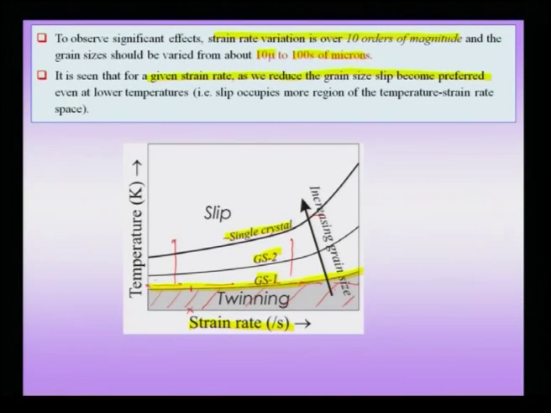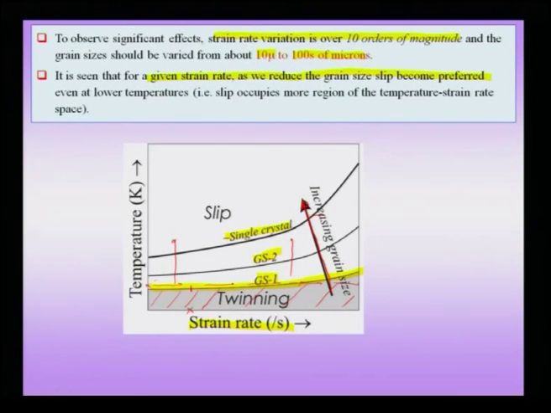Reduction in grain size is, of course, in the opposite direction of this arrow, because this arrow shows increasing grain size. So if I decrease my grain size, this is in some sense like increasing temperature. Decreasing grain size, from one viewpoint, we can think of as increasing temperature, because now suppose I take a grain size 1-2 material, which could be of the order of hundreds of microns.